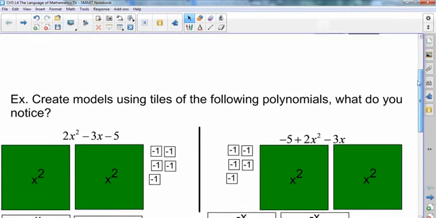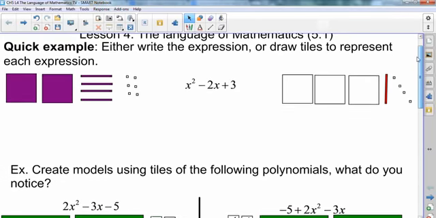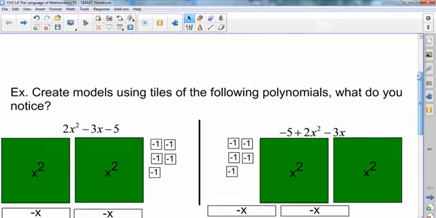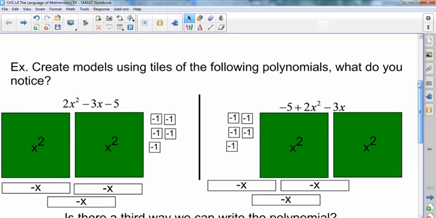The next part asks you to make models of each polynomial. I want you to build them, and when you build them, you should get two groups that look very similar. They both have 2 green x squareds, they both have 3 negative x's, and they both have 5 negative 1's. So they're the exact same polynomial. They just are written in a different order.